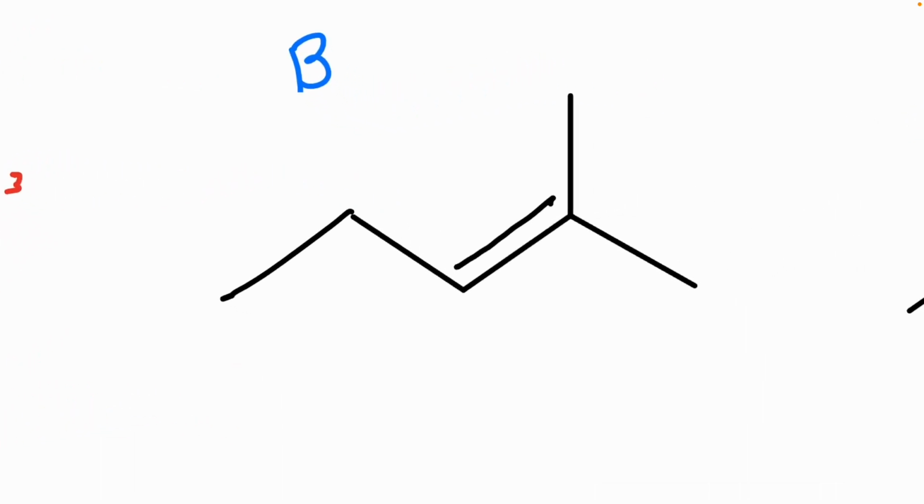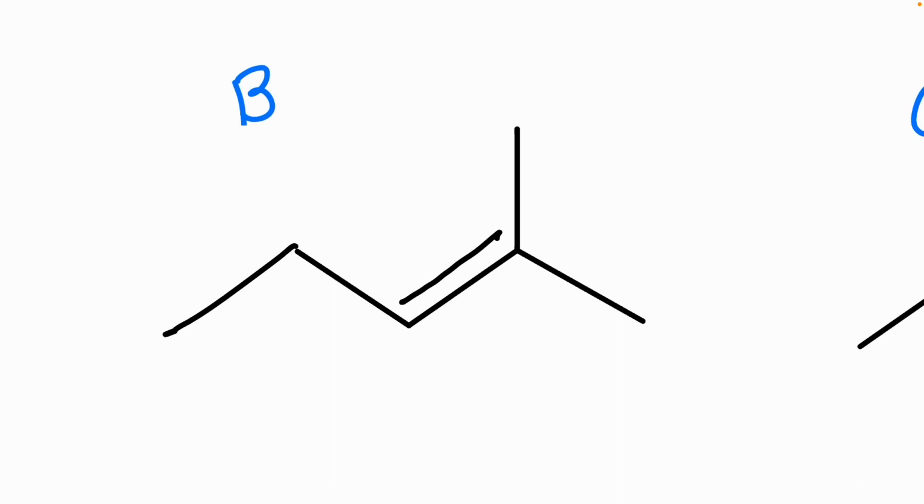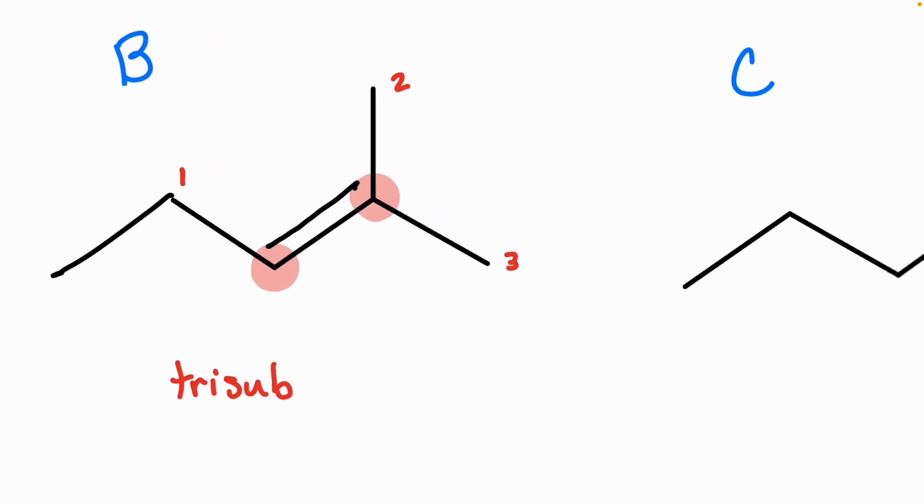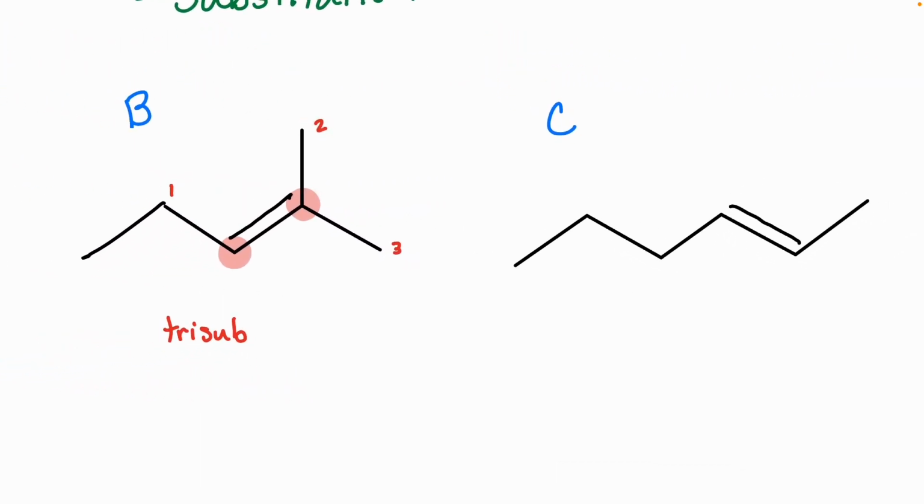What about this one? Mono, di, tri, tetra. What do we think? Everybody take a second. See if you can decide. We're going to identify our sp2 hybridized carbons, and count how many carbons they are bound to. 1, 2, 3. So this would be a tri-substituted alkene. And then lastly, C. This would be a 1, 2, a di-substituted alkene.